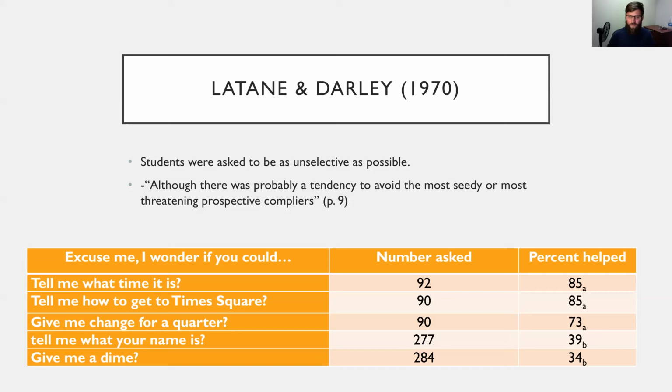So you can see this is the number of people that were asked in each condition, and this is the percent of people that help. The letters A and B are kind of like a Tukey test or any kind of post hoc test. What it's saying is that all of these percentages belong together. They all belong to group A, and these all belong to group B.